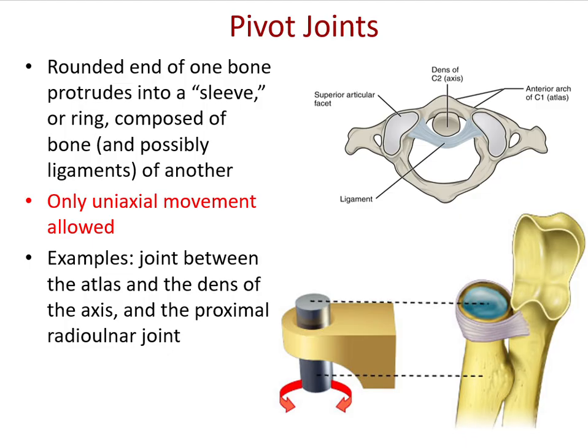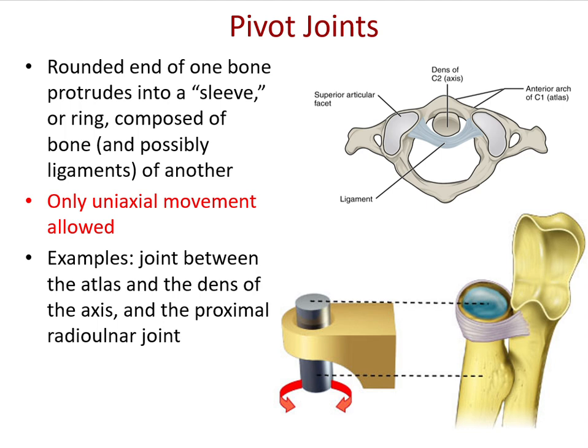Then we have pivot joints, like the joint between C1 and C2, or the first and second vertebrae of your vertebral column. We can see that the dens, or the process that is on top of C2, is wrapped around with a ligament. That allows for that back and forth movement that looks like you're shaking your head no, but that's still only allowing for a little bit of movement, so it's one plane of movement, or uniaxial.